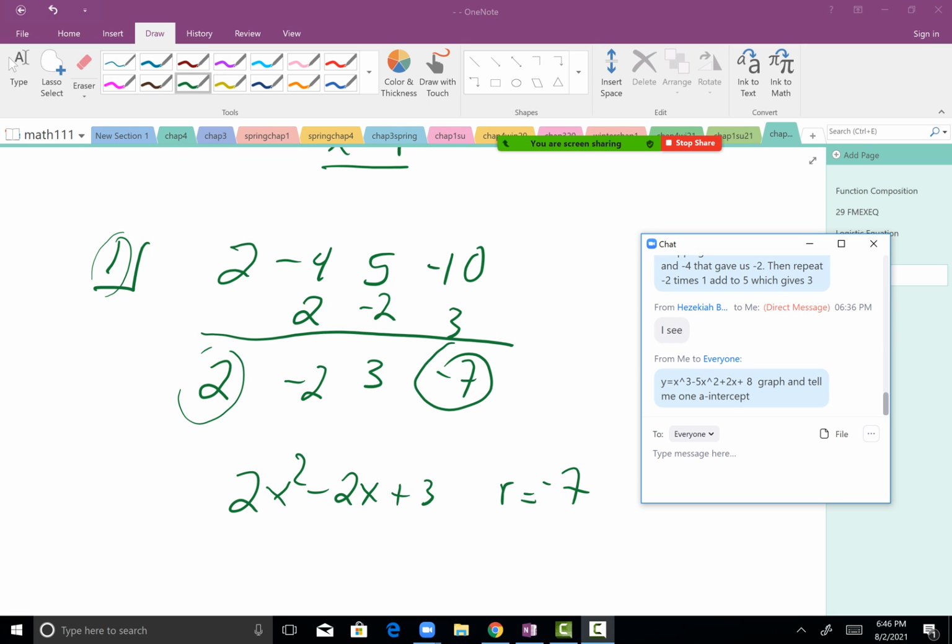There. So I basically have you graph that in Desmos and tell me one x-intercept. One x-intercept. It's 1x.